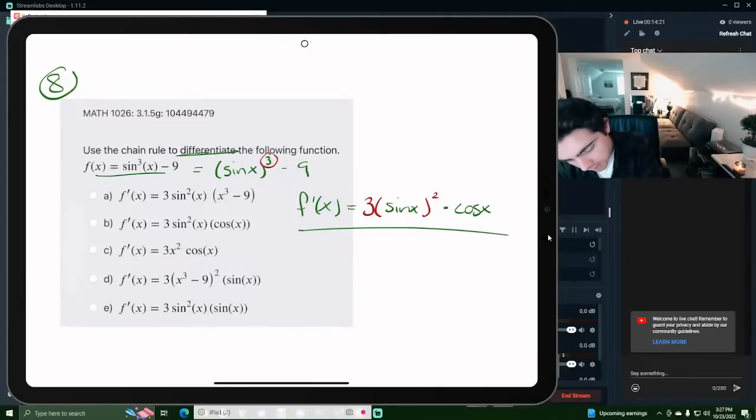So I think it's just this. This minus 9 has a derivative of 0, so don't worry about that. We have 3 sine of x squared times cosine. That looks like option B.